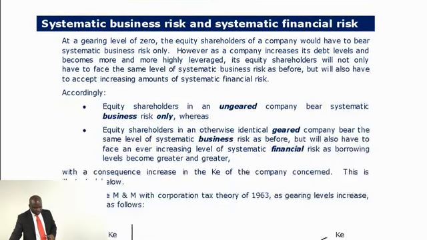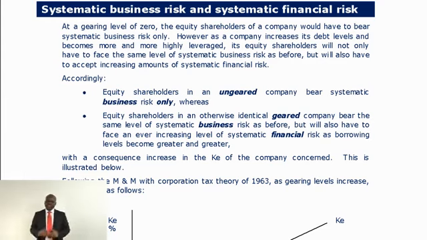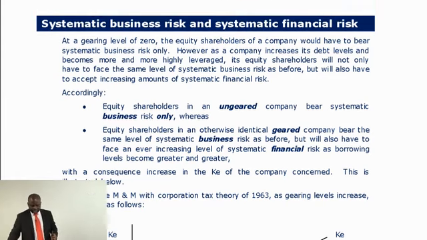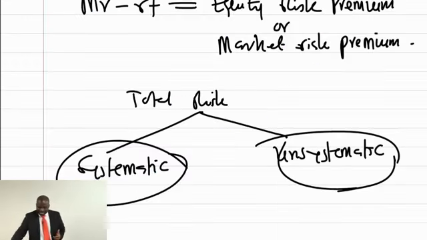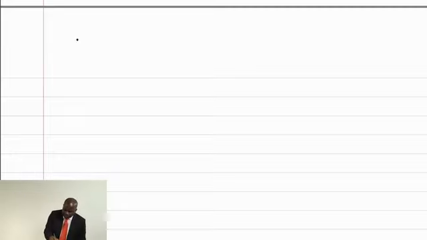Now let's move on to a higher level: systematic business risk and systematic financial risk. We all said that a company that is all equity faces only business risk. A company that is debt and equity faces both business and financial risk. So let's go back to that analysis before we come back to the note. Let's refresh our minds on that.